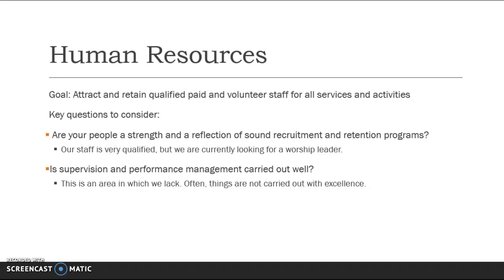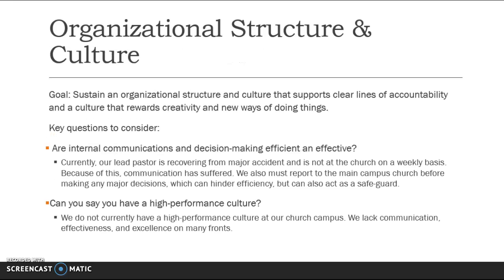Is supervision and performance management carried out well? This is an area in which we lack. Often things are not carried out with excellence. That's one of the main things that my husband and I noticed going into the ministry that we're in. A lot of things are not carried out with excellence, and that's something that we have tried to implement as an example in the work that we do there.